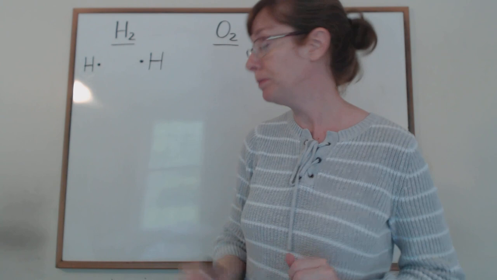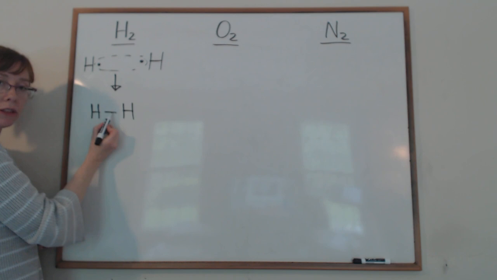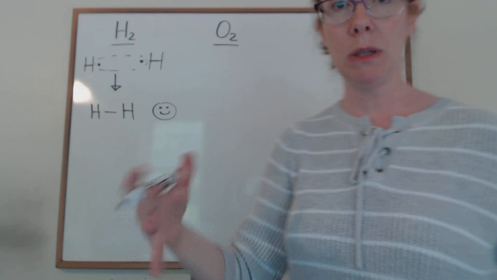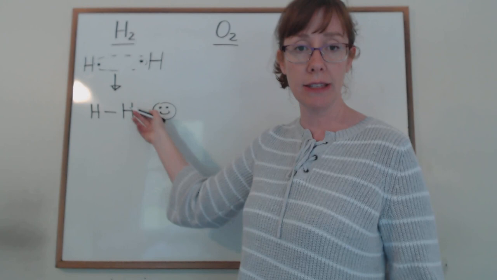So by sharing these two electrons, and let me just jump straight to the dash rather than having the two dots in the middle, both atoms are satisfied. And that is all that you need to make a molecule. You've satisfied both atoms with the electrons that you have. Okay, so that is the Lewis structure for H2. That's all that it is, H-H.